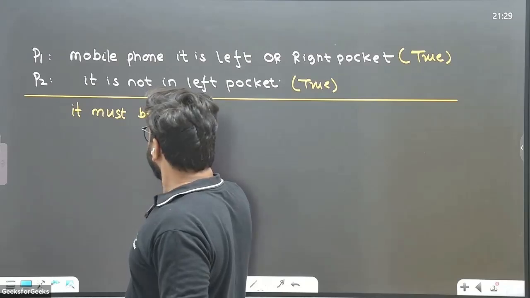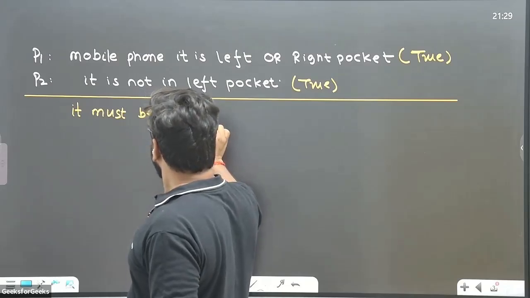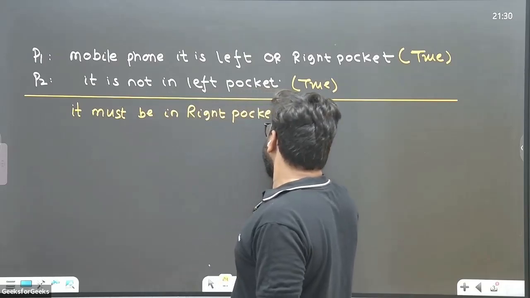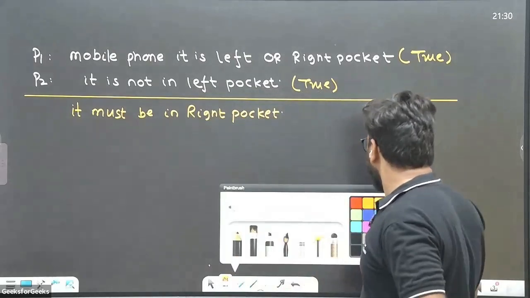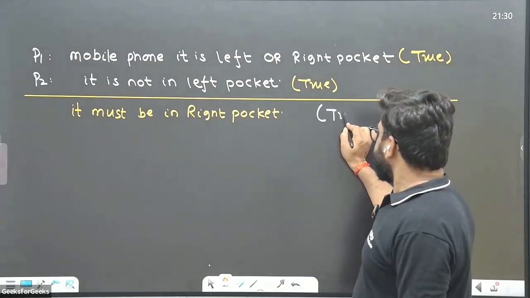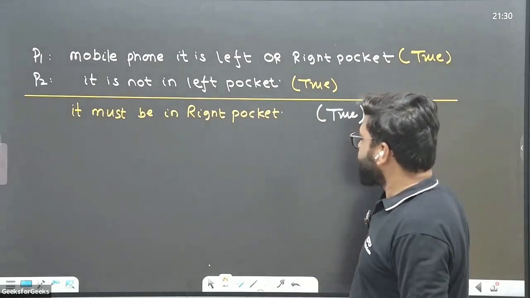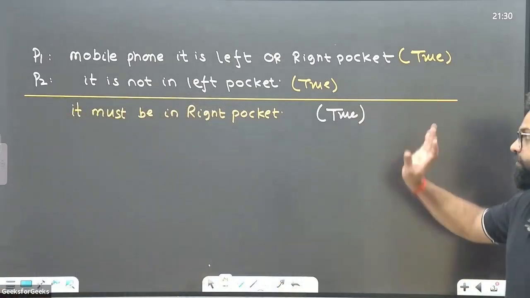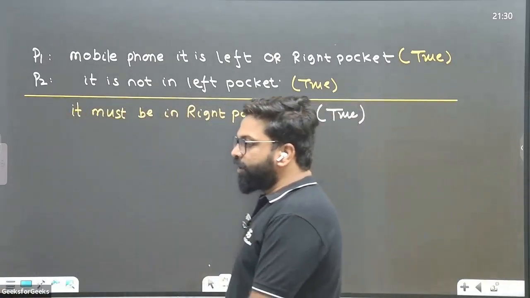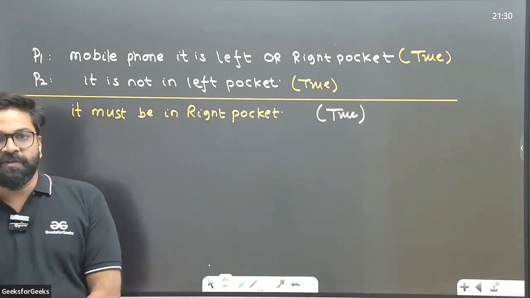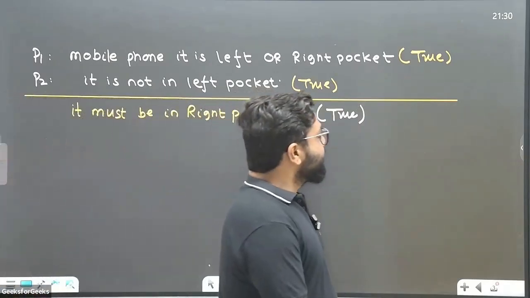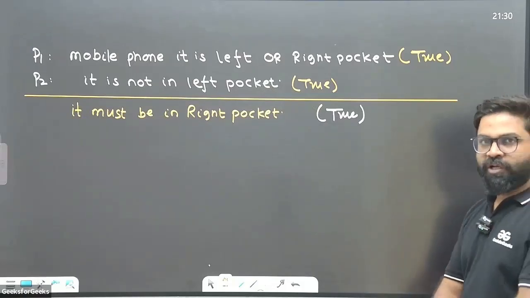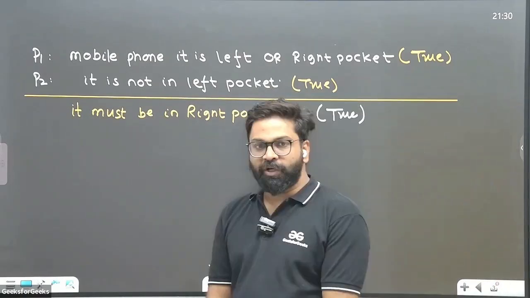It must be in the right pocket. Is this true or false? What should be your opinion on this? We can definitely say that the statement will become true. Yes or no? It must be in the right pocket. Here I have the first statement: the mobile phone is in the left pocket or in the right pocket. This is the first statement, and it is true. Second statement: it is not in the left pocket. Then 100%, what should be your conclusion? It must be in the right pocket.